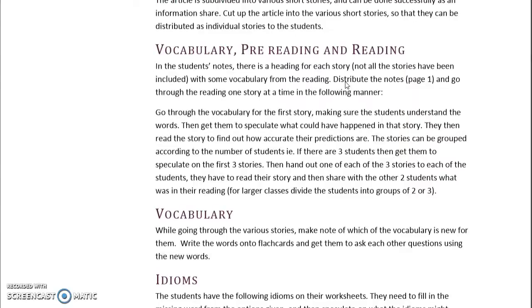Not all the stories have been included, with some vocabulary from the reading. So yeah, that sheet was her vocabulary. Like I said, the notes page, which is the vocabulary page, is not even the vocabulary I would focus on. Go through the reading one story at a time in the following manner: go through the vocabulary in the first story, making sure the students understand the words, and then get them to speculate what happened in the story, and then read the story to find out how accurate their predictions are.